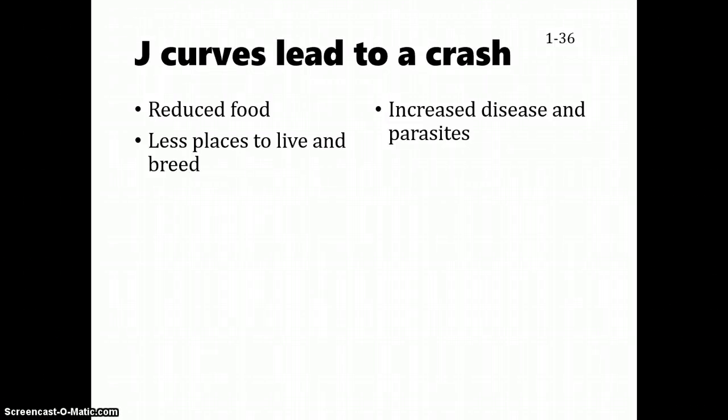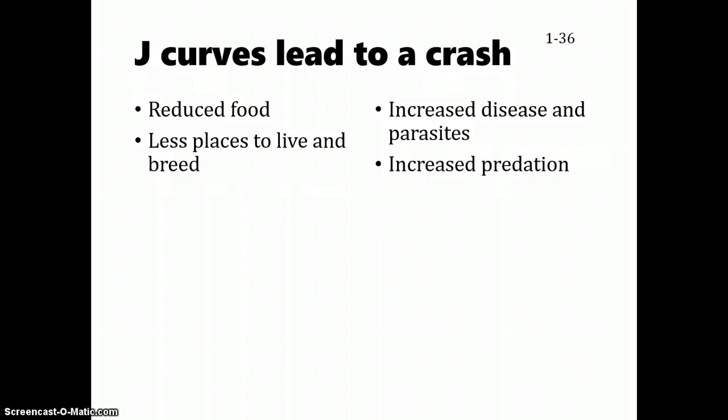When you have a lot of individuals, disease and parasites spread really quickly. If you think about cats or dogs in a pound, if one of them has fleas, they're all going to have fleas. If one of them gets sick with something, they're all going to get sick, because they're in close quarters and disease and parasites can spread very quickly.